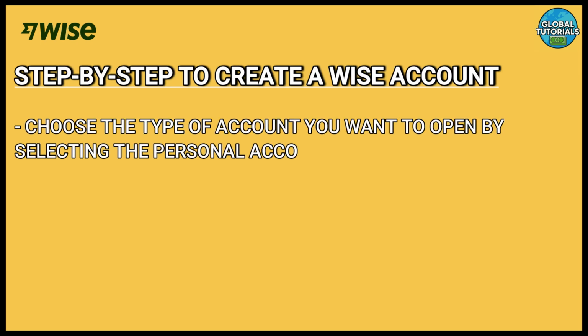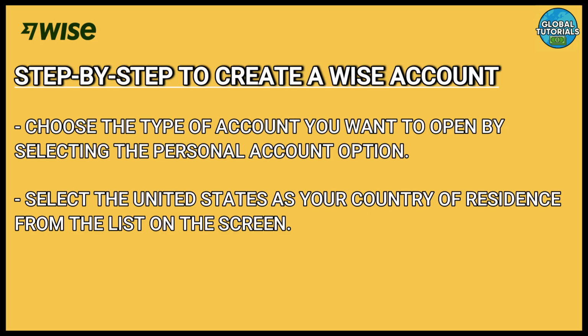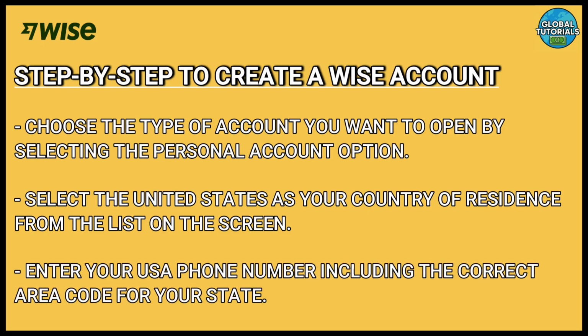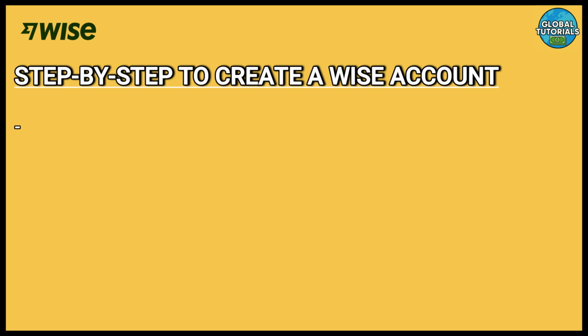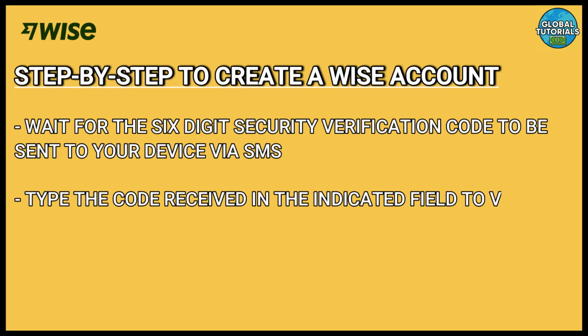Choose the type of account you want to open by selecting the Personal Account option. Select the United States as your country of residence from the list on the screen. Enter your US phone number, including the correct area code for your state. Wait for the 6-digit security verification code to be sent to your device via SMS. Type the code received in the indicated field to verify your phone number.